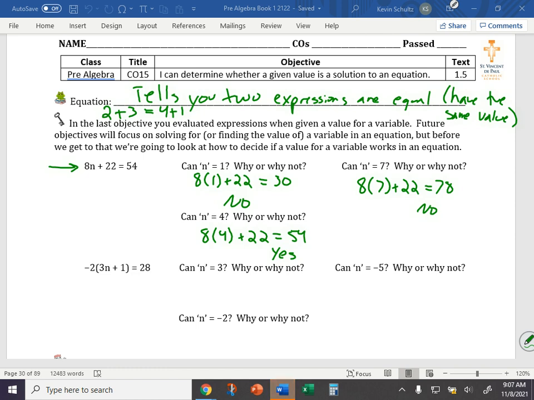So all this objective is asking you to do is to plug values in for a variable, use the correct order of operations, pay attention to things like signs, and does the equation work out?